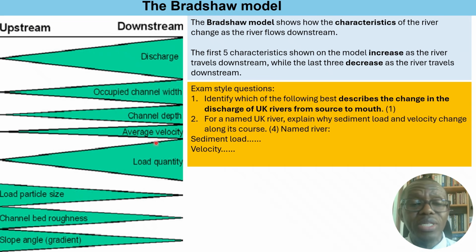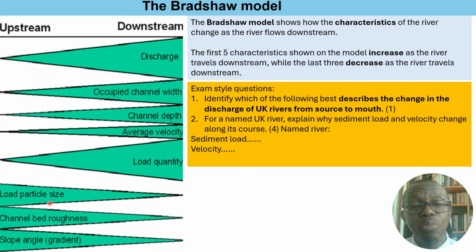Then the load quantity here refers to the amount of sediment that the river is carrying. So load, because it's being carried by the river, and then the quantity is the amount of it being carried. And we know that because a lot of erosion is taking place as the river flows downstream, then that means that the load quantity will also increase as the river flows downstream, because a lot more sediment is being collected along the way.